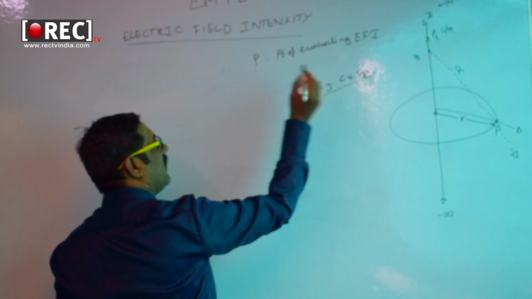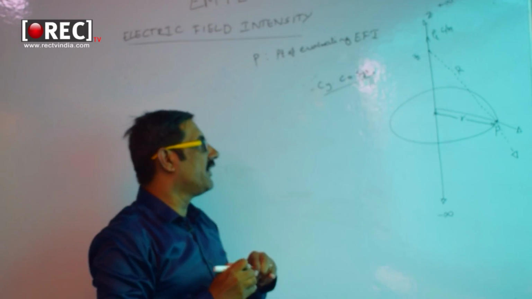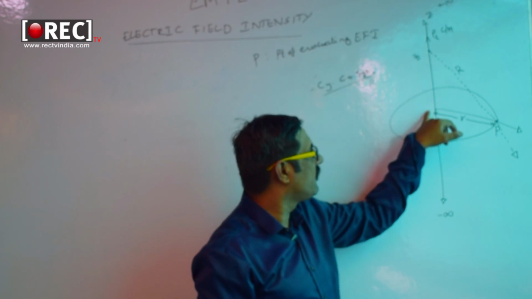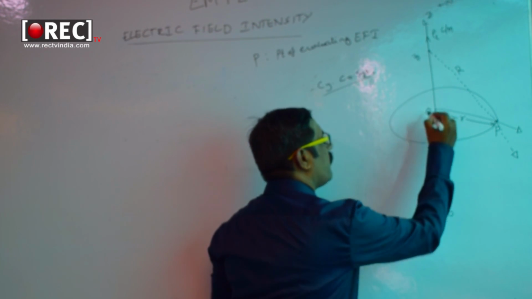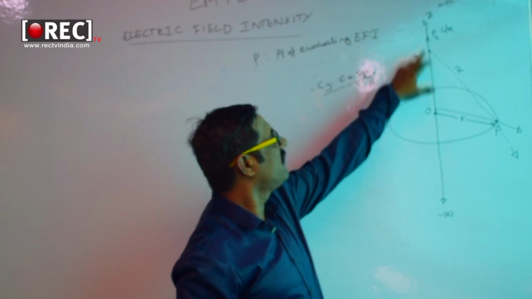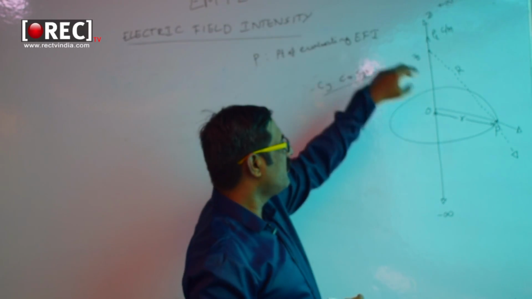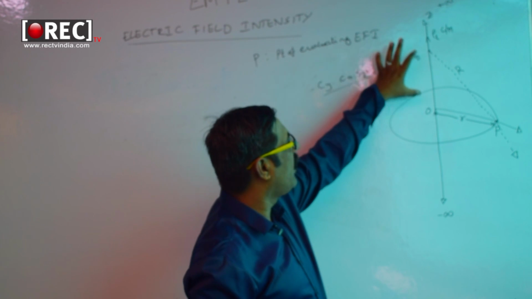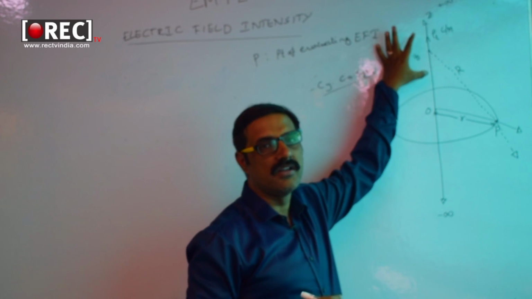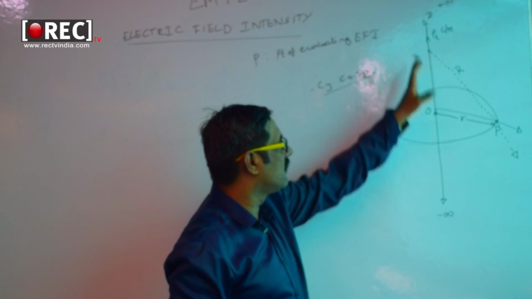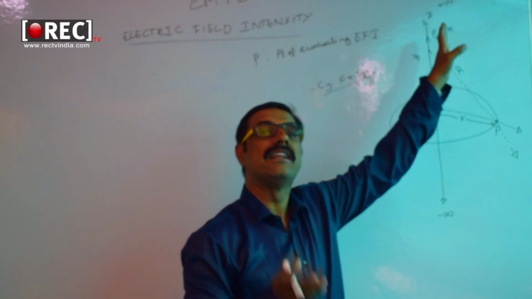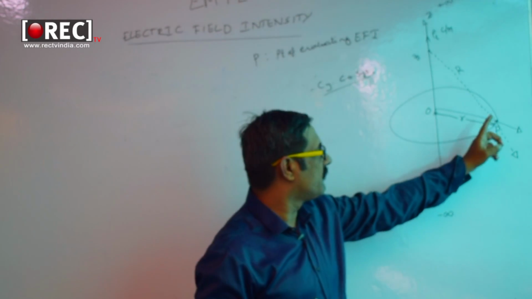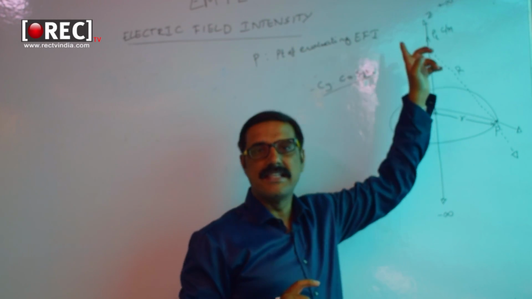And what is any point on the z-axis? We can take any point on the z-axis, small z, where small z is the distance between the origin O and the point that we are considering on the z-axis. So P is the point where we are evaluating EFI, and z is the distance between the point O and the point on the distribution. Next, capital R is the distance between the point P and the point on the z-axis.